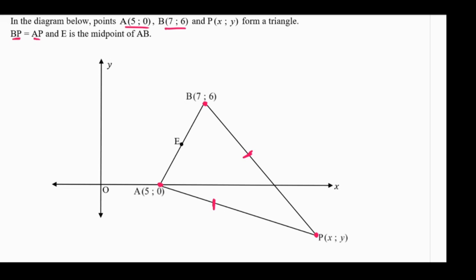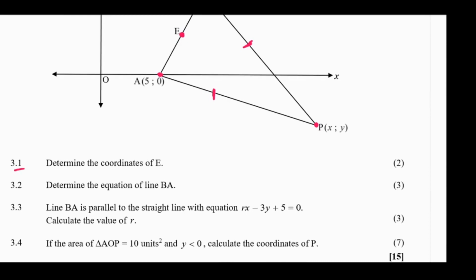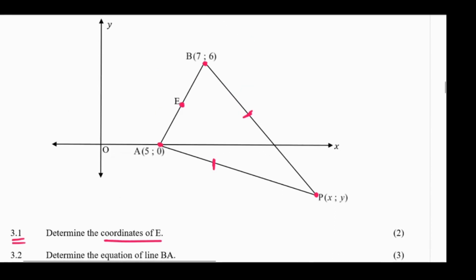And another thing is we are told that E is the midpoint of AB. So now, question 3.1, we are asked to find the coordinates of E. We know very well that E is actually the midpoint of AB. So we're going to use the coordinates of A and B.